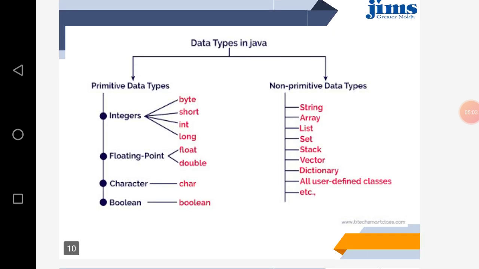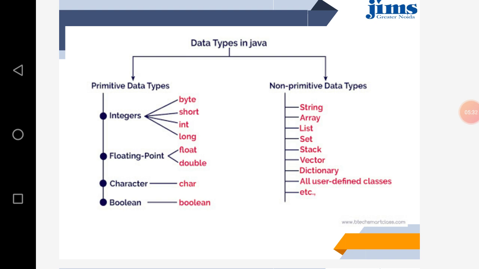In the figure, we can understand quite better. Left side shows the primitive data types, and it has categories like integers. It holds byte, short, integer, long, and floating points contain float or double. And as its type varies, its size also varies. So third one is character, and fourth one is your boolean.